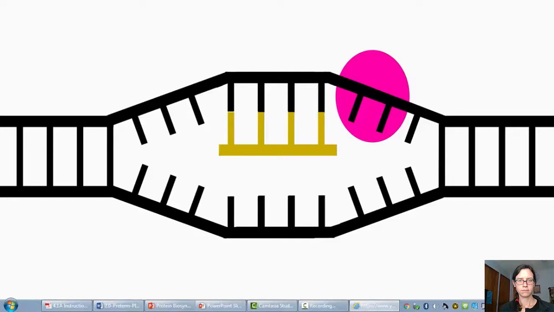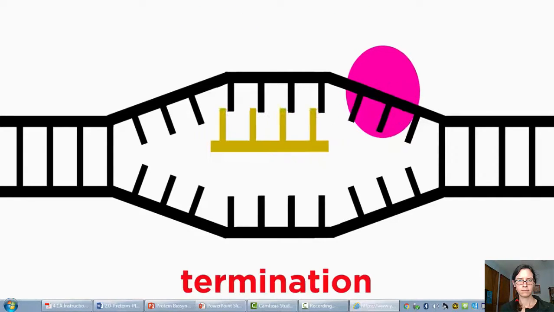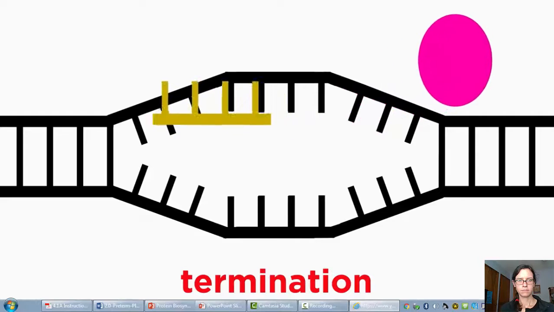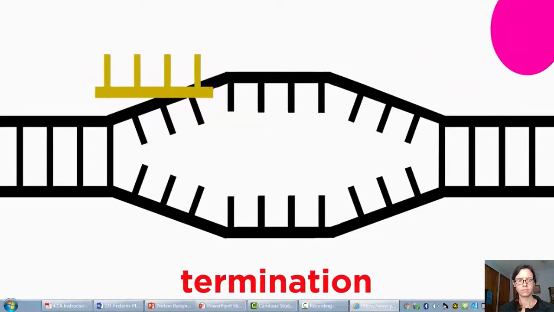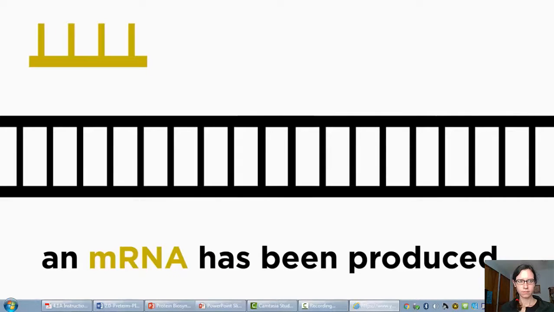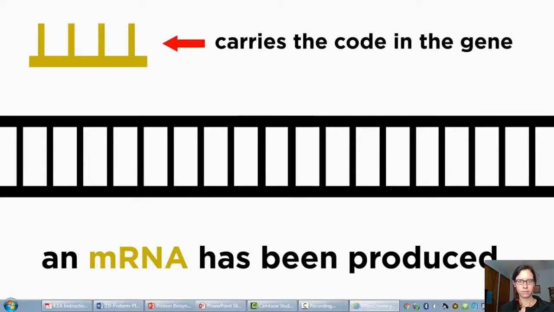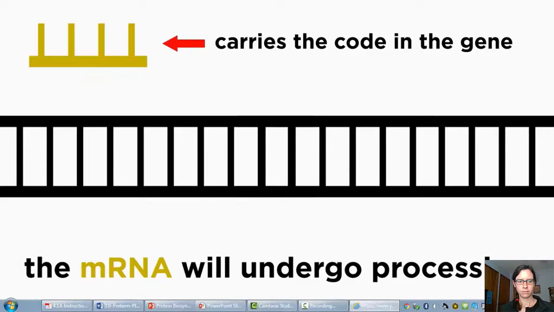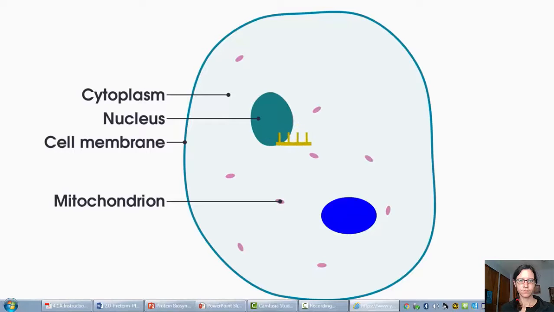Once RNA polymerase reaches the end of the gene, termination occurs. The enzyme detaches from the gene and the DNA is returned to its original state. But we have produced an mRNA. This carries with it the information encoded in the gene. And after a few quick modifications during RNA processing, it will leave the nucleus, where all the genetic material, or chromatin, is, and move into the cytoplasm, where it will find a ribosome.